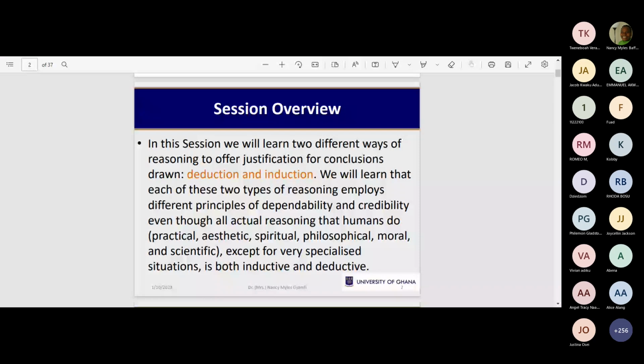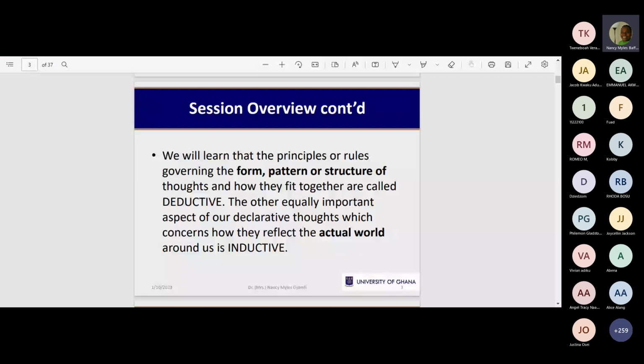Whereas for one, we can depend certainly on the pattern of reasoning, and we can credibly accept the conclusions drawn. For the other, it is only a matter of degrees of confirmation or probability. One gives you a certain level of certainty. One is a question of certainty, the other one is a question of probability.